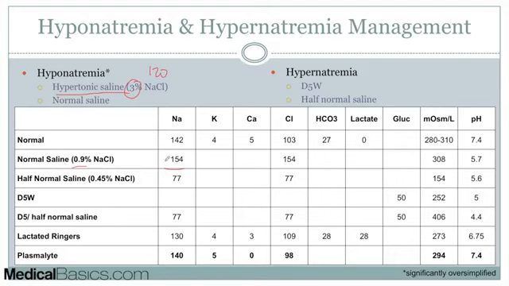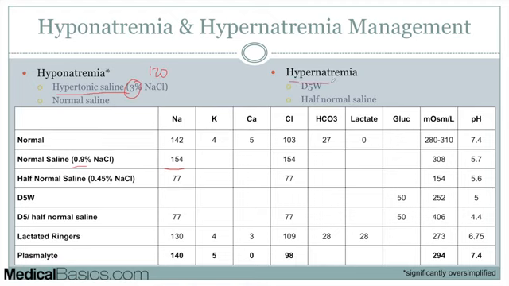But conceptually, it should make sense that you're going to have a lot more sodium content in this hypertonic saline, and in normal saline, it's already above the amount that you would have in this hyponatremic patient. So you just want something that's going to be higher than normal. So that kind of makes sense for that scenario.